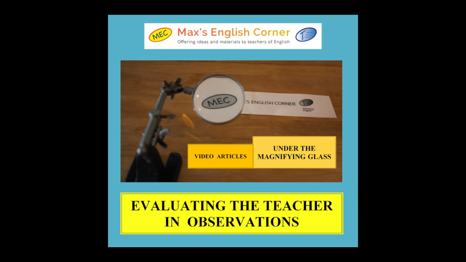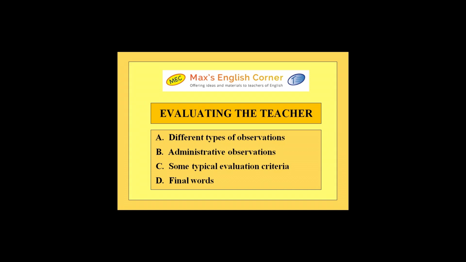So, here are a few words on evaluating a teacher in observation and in general. We will look at this in 4 sections. A. Different types of observations. B. Administrative observations. C. Some typical evaluation criteria. And D. Final words and ideas that I'd like to close with.